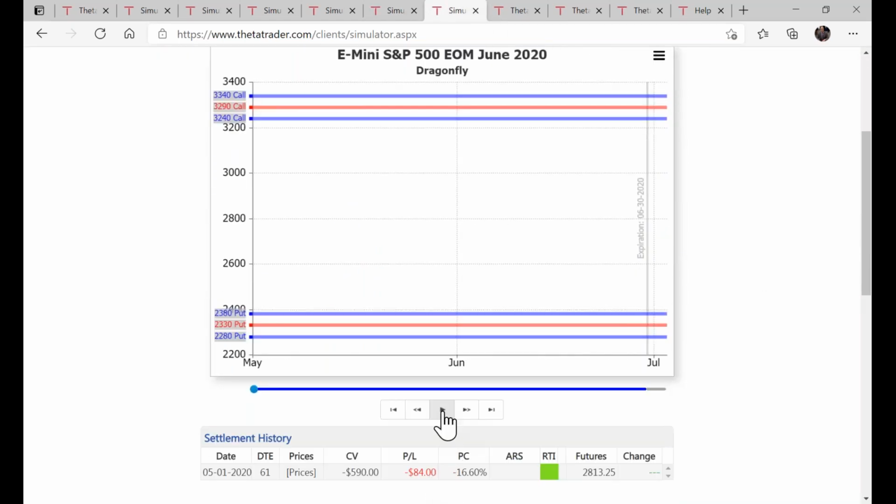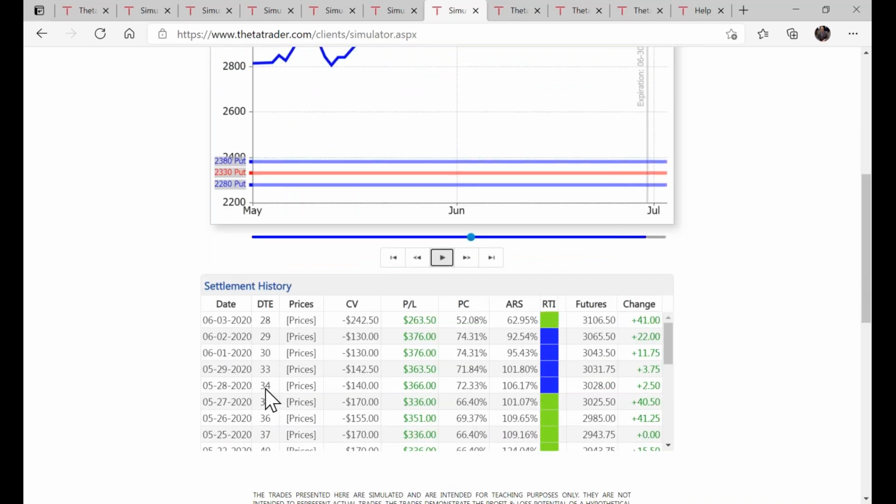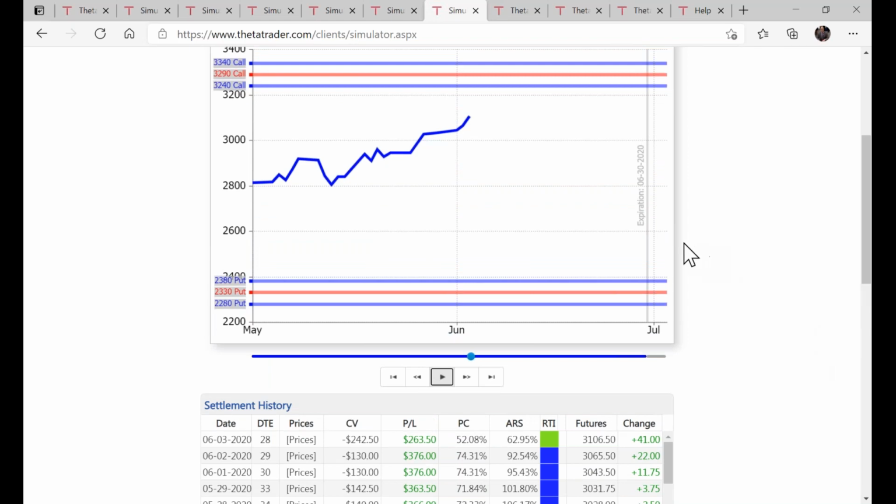Now, how about the dragonfly? Look at that. With 34 days remaining, it gave profit-taking signals much, much earlier. So you can turn your money over much, much more quickly a lot of times with a dragonfly compared to a condor.